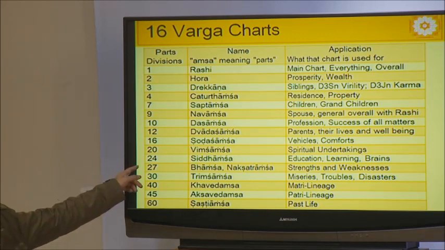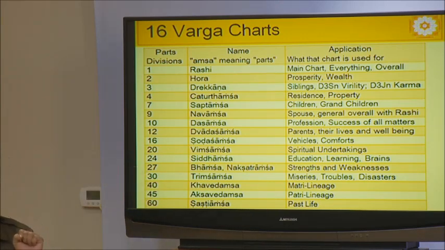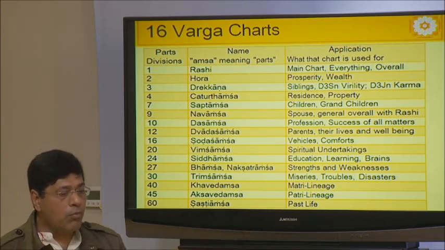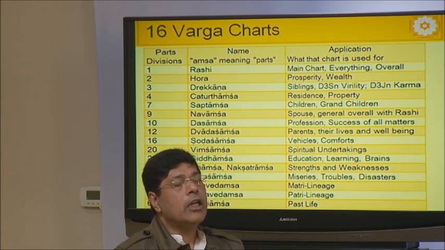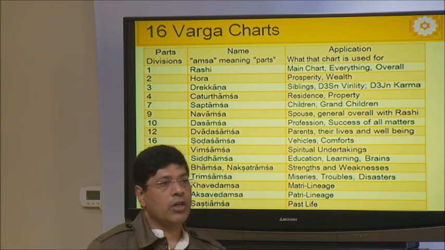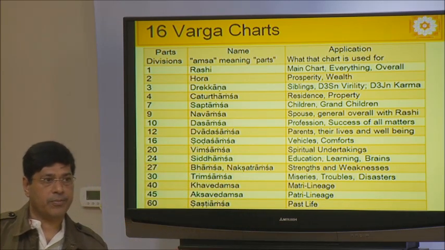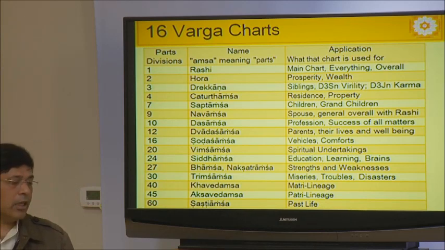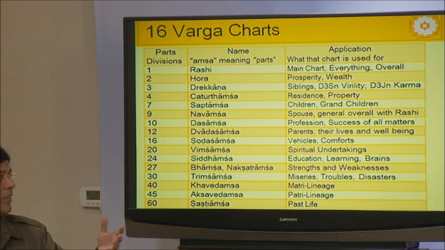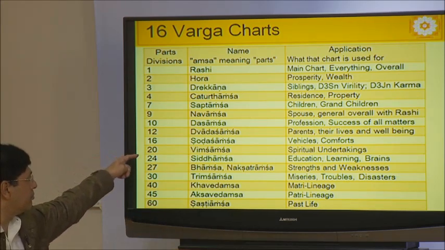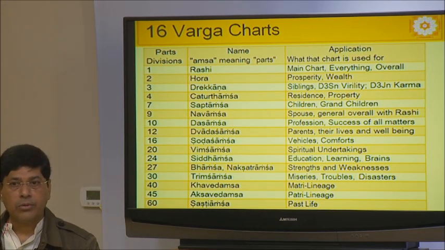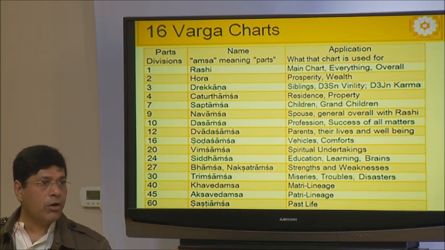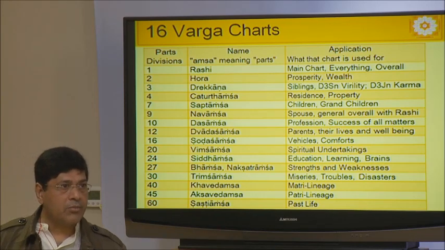Okay. D24, Siddhamsa. Siddha. This is from Siddhis. How much effort are you putting in to get the material and spiritual knowledge? And in which directions are you getting the knowledge? Like, are you learning mathematics, or are you going to study science or physics or what? This is the chart I use normally for children to tell them exactly which college they should go to. Are you going to go to engineering, or will you do better with the art subject?